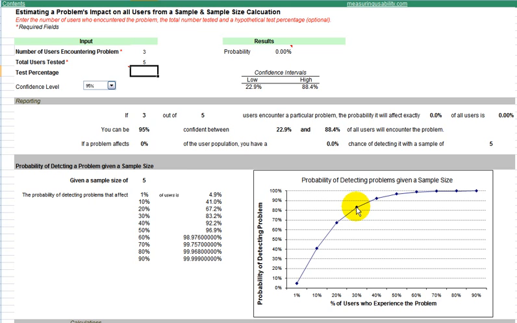However, if you're trying to get every last problem, let's say ones that only impact 1% of your users, then you're really unlikely to see that with such a small sample. There's only about a 5% chance you'd even see that. So if those are really that important, you really need to increase your sample size. However, you can see you still have a good chance of seeing the most obvious problems given this sample size.